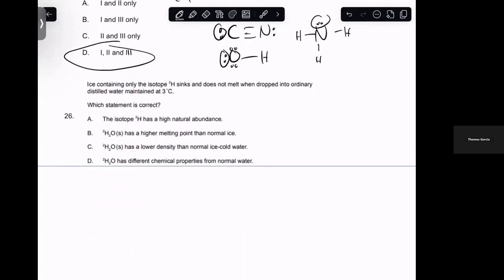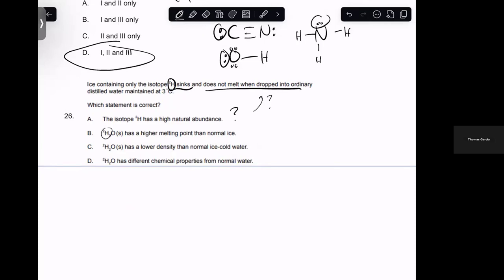All right, moving on to 26. Ice containing only the isotope H2 sinks and does not melt when dropped in ordinary distilled water at 3 degrees Celsius. Which is correct? The isotope hydrogen 2 has high natural abundance. Honestly, where does this get stated? It doesn't. So maybe it's true, maybe it's not. We have no way of knowing from the question. It honestly has nothing to do with it.